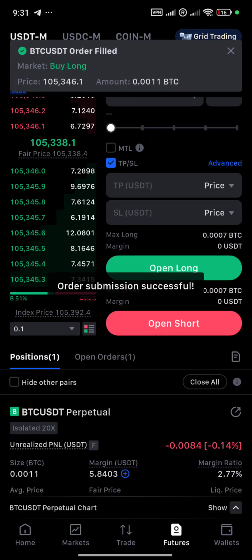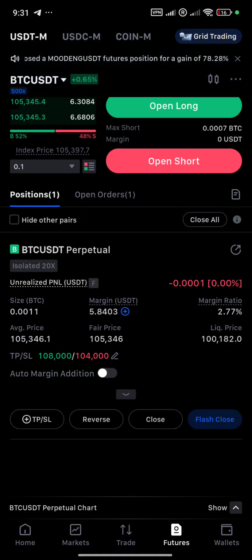You can see order submitted. You can see the trade running currently. So that is an example. If you look at it, you can see TP and SL 108 and 104. So that's one option. Another option is, let's assume now I have my trade already running, and I didn't set my take profit and stop loss at the time.